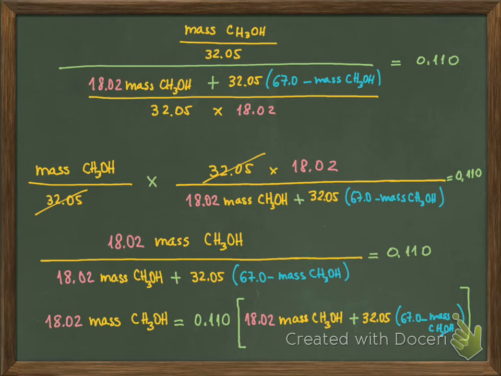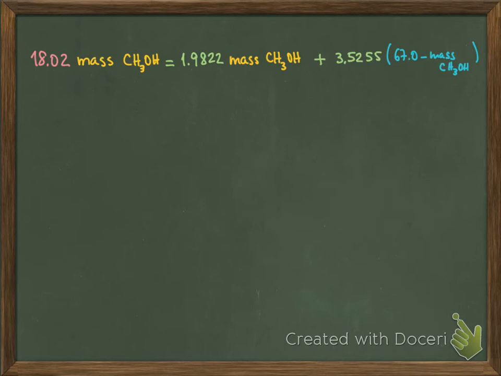And the next step is to distribute this 0.110 to both terms of the addition. So in green, we see the result of this distribution. So the next step is to distribute this number into the two terms of the subtraction.